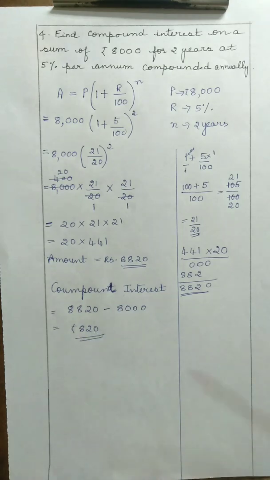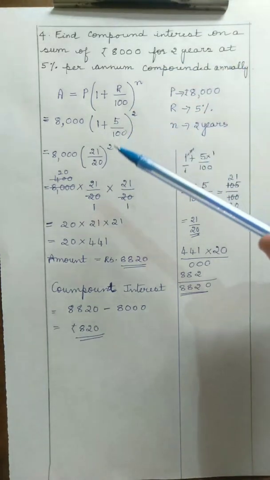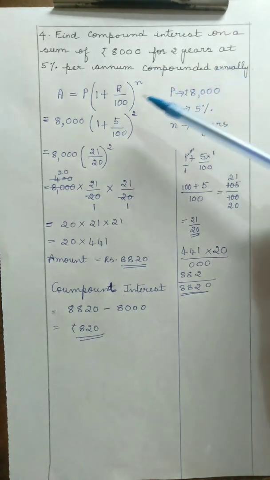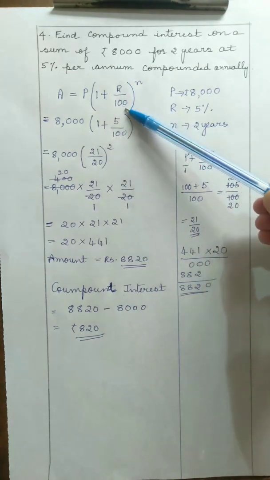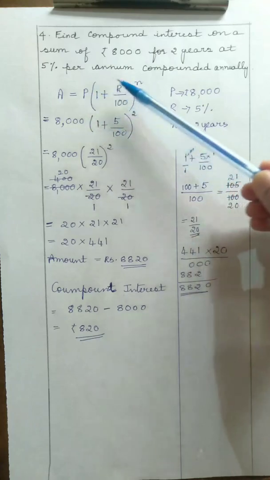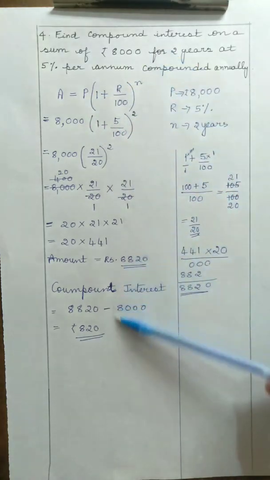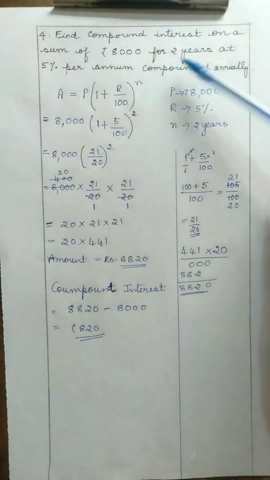So in order to calculate the amount value, we applied the formula that when the amount is to be found, when interest is compounded annually, the formula is equal to P into (1 plus R by 100) whole to the power n, where P is the principal, R is the rate of interest, and n is the time period. And this is the method of calculating the compound interest when the formula is for compounded annually.